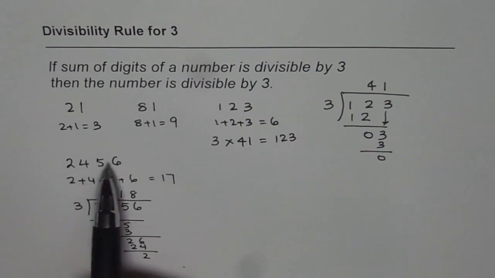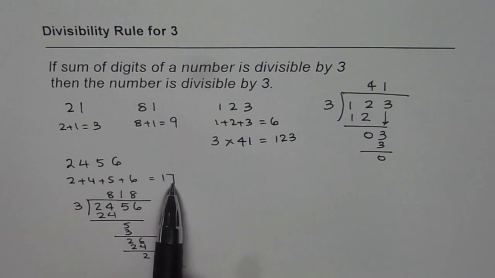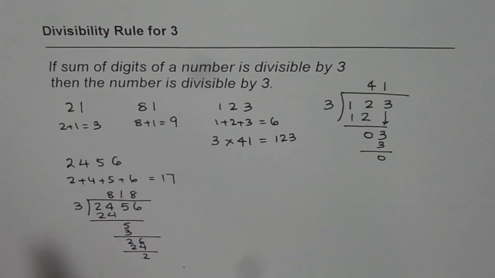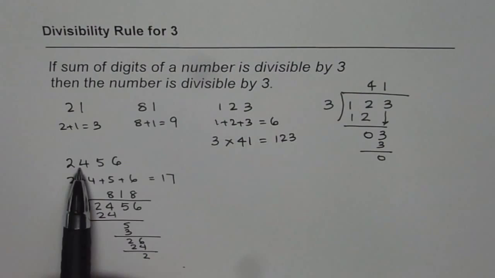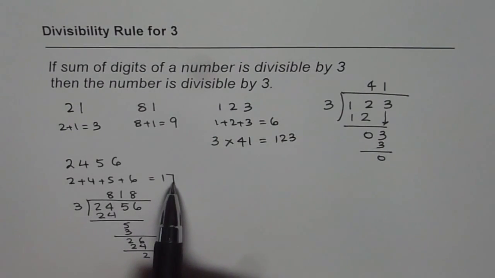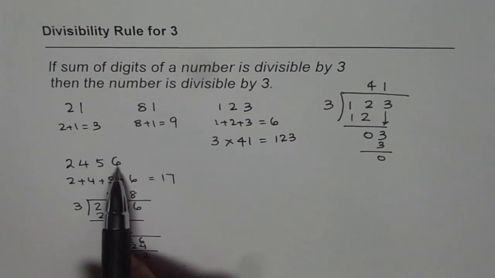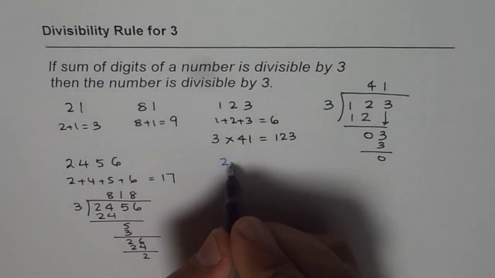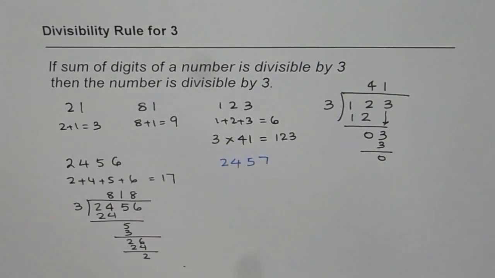If when you add digits, you get a number which cannot be divided by 3, then the whole number cannot be divided by 3. Now the question is, what is the closest number to 2, 4, 5, 6 which can be divided by 3? Well, 17 is not a multiple of 3, but 18 is. So if I increase it by 1, then what happens? Well, let me write down my new number, and that is, I'll write down 2, 4, 5, 7.